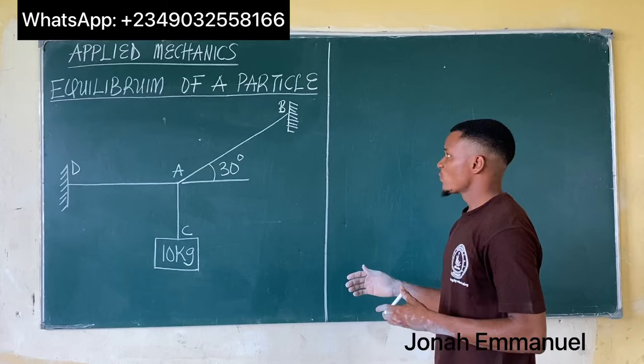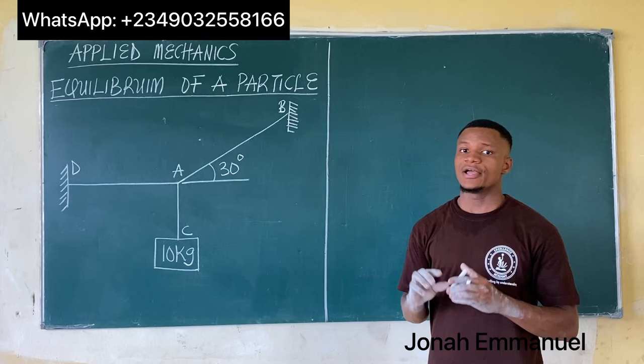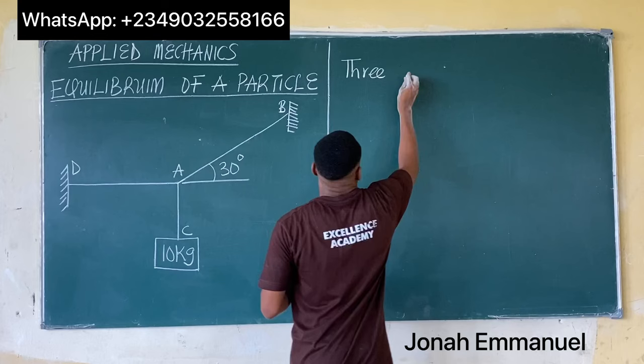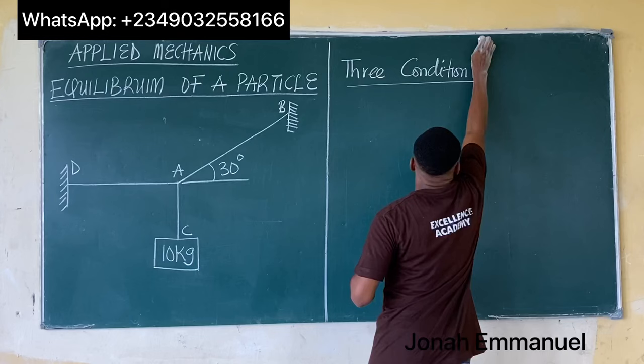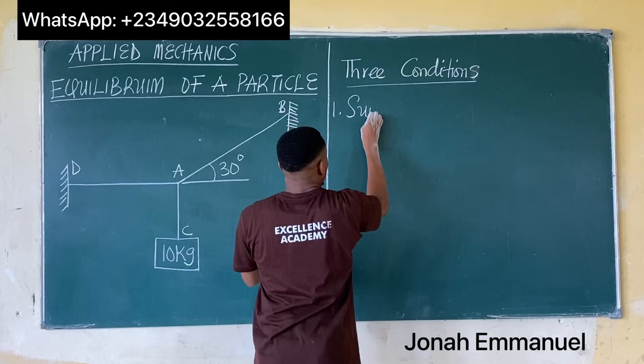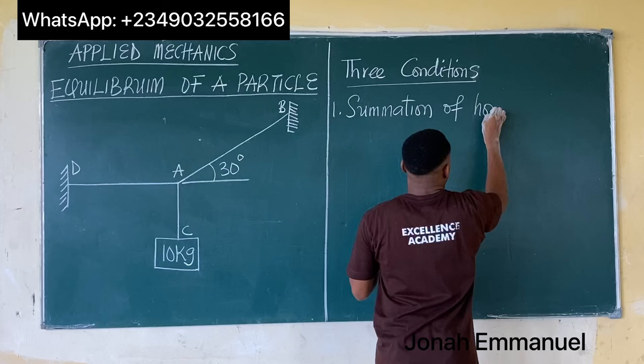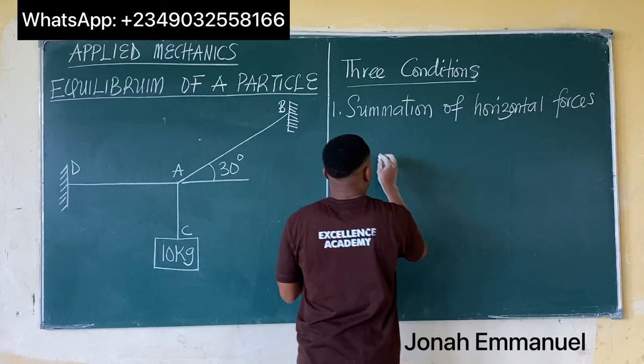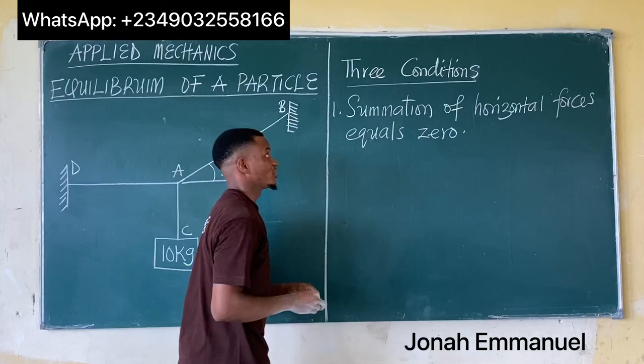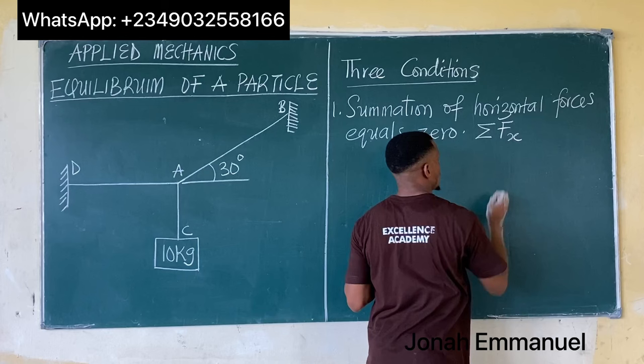For applied methods, there are three major conditions for equilibrium of any particle. These three conditions are, number one, that the summation of horizontal forces equals zero. That's the first condition for equilibrium. That's saying sigma Fx, the sum of horizontal forces, is equal to zero. This is the first condition of equilibrium.